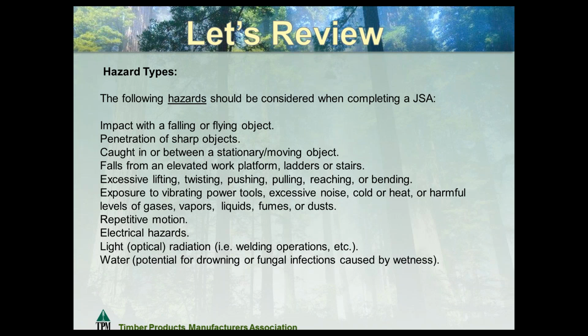These are just all the different types of hazards we try to think about when we're creating our JSAs, our JHAs, whatever you feel like calling them. Repetitive motion, electrical hazards, lighting. If you talk about radiation, welding, that's why we put up welding curtains to protect people from radiation. And water, not only just drowning as we think of, but mold, stuff like that. So these are different hazards to look at when we're building our JSAs.